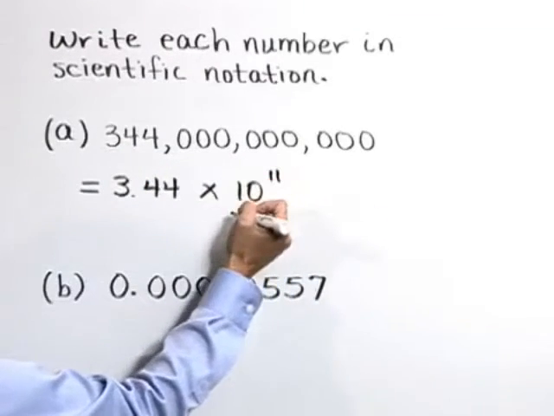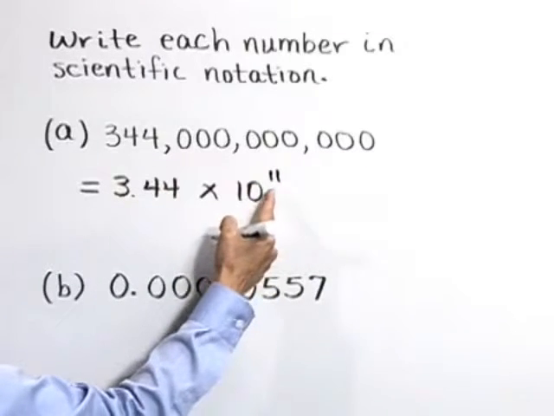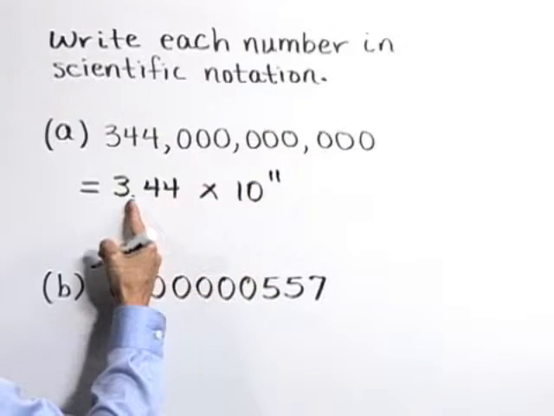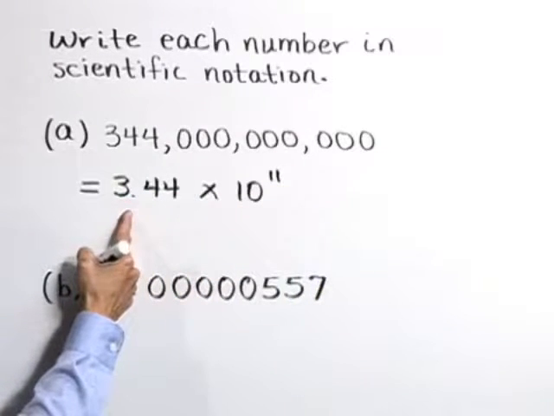That's a positive 11 because this is a very large number. As we multiply these, that positive 11th power is going to move that decimal point right back to where it was initially. So in scientific notation, this is a 3.44 times 10 to the 11th.